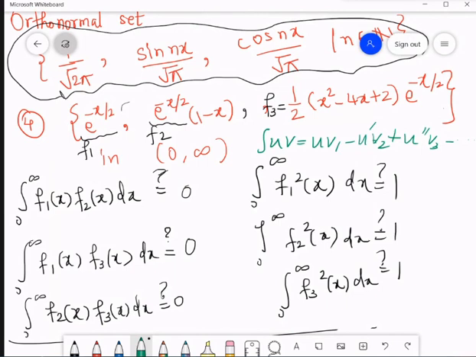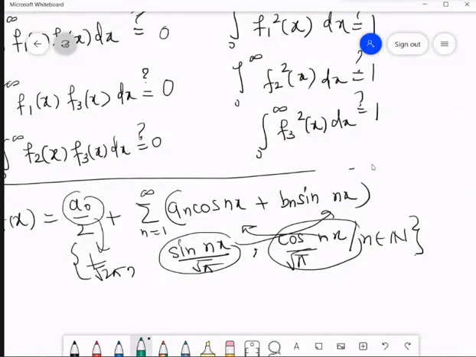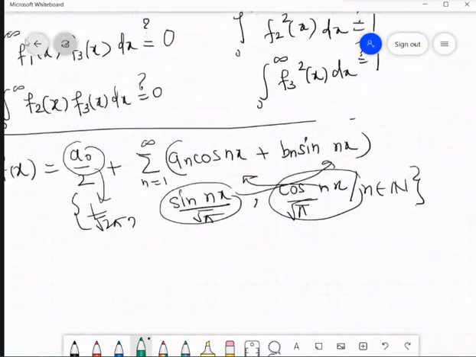All of you just try to find out how this orthonormal set of functions is related to the Fourier series. Next time we'll have a discussion on this, and we'll move ahead to the complex form of Fourier series. Anything else? Any doubts?